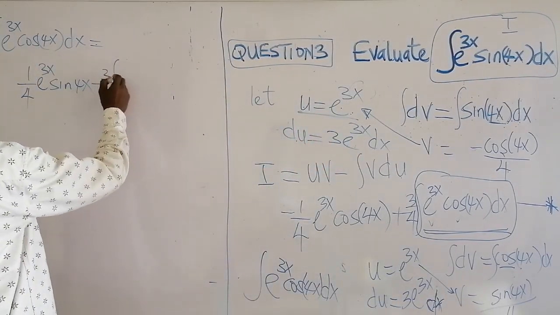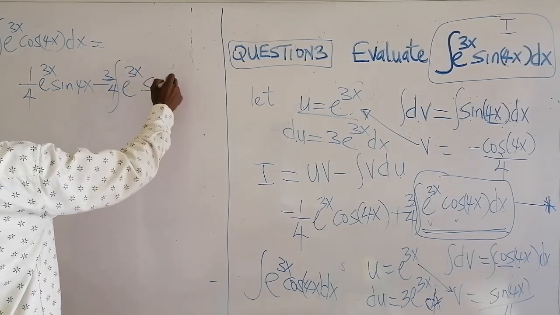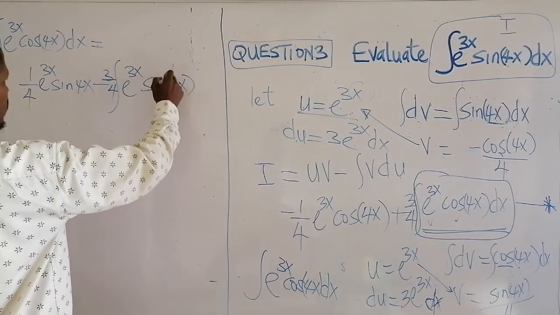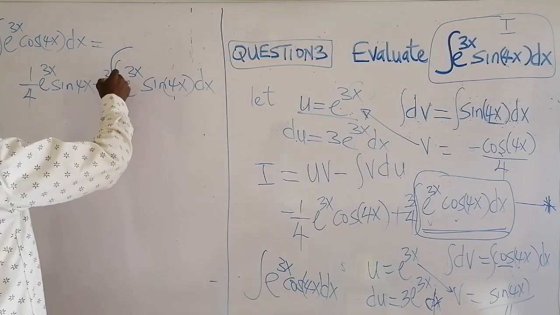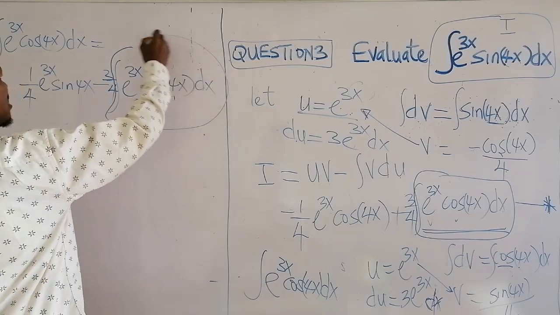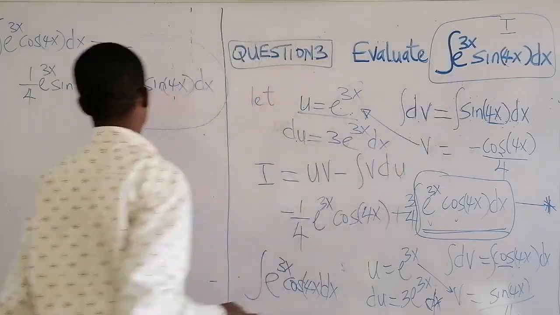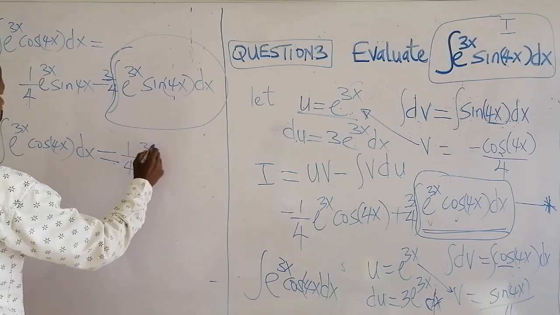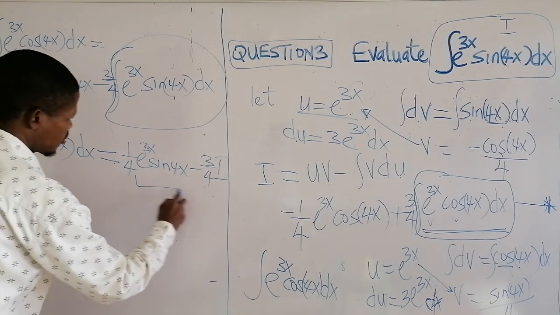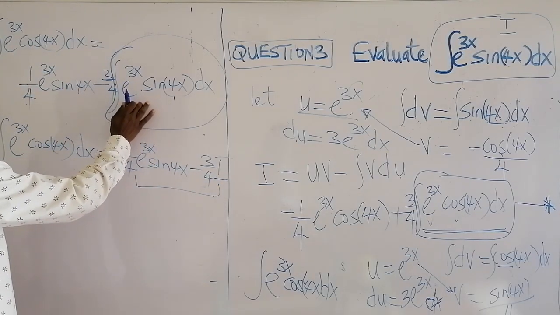So if you combine v and du, you're going to have 3 over 4 outside, 3 over 4 exponential to the power 3x and then sine 4x dx. So if you now check this integral, you realize that this integral is the same as the question. So that means this one is equal to this. So this integral now is equal to this.